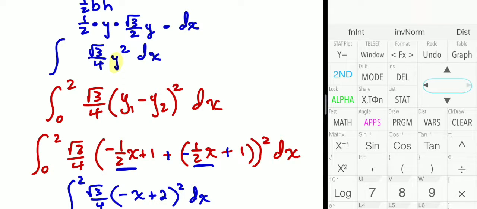And it says 0 to 2. It's a TI-84 emulator. So I'm going to type in, because I simplified rather than using the y1 and y2 that I've stored into the calculator, I'm just going to type in negative x plus 2 squared. So negative x plus 2, close it up and square it, and then dx. It looks like I have what I need. Oh, I forgot my radical 3 over 4. My correction video almost had a mistake.